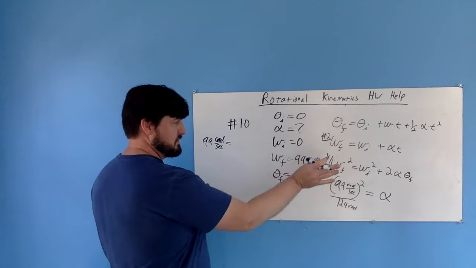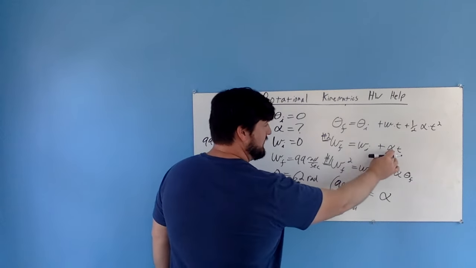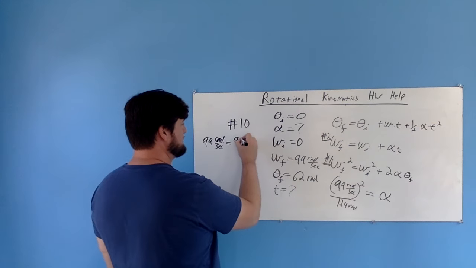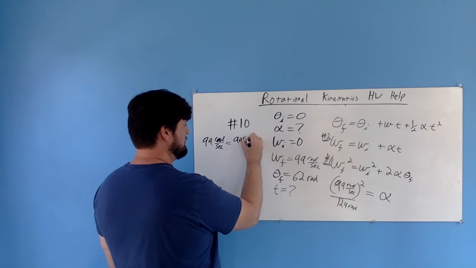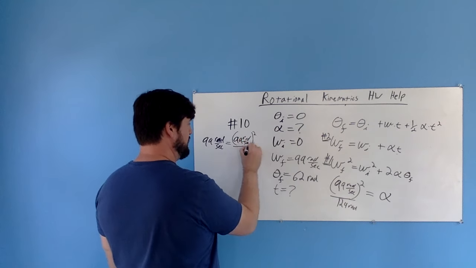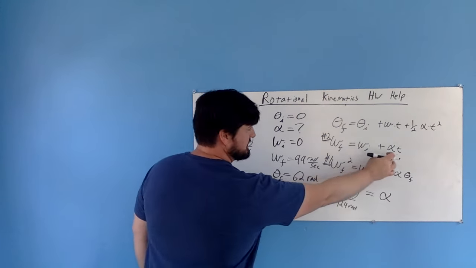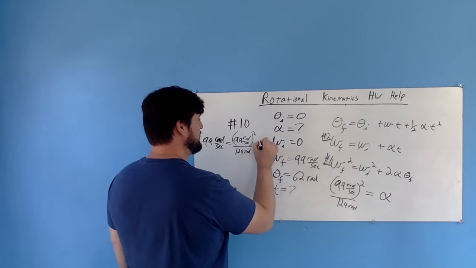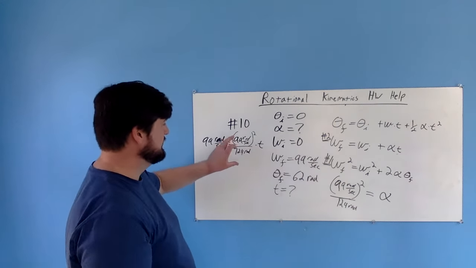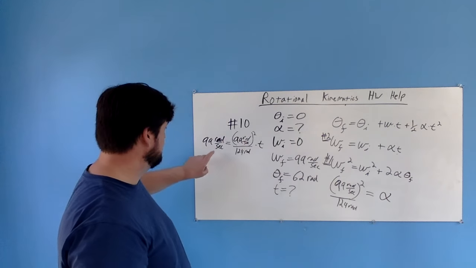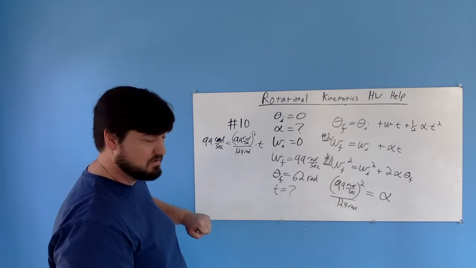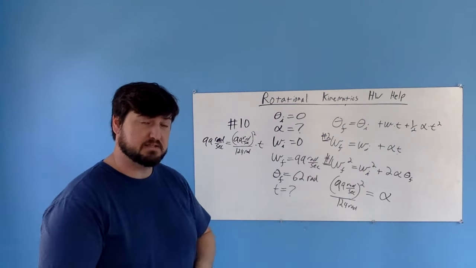Initial was 0, so I'm not even going to write it in. Alpha, we just found out it's this big crazy number, 99 radians per second, all that squared over 124 radians, right? And then, so that's our alpha and our time. We don't know yet. We want to solve for it. So work this number out, divide this number by that number, right? And you'll get your time. And that's it for number 10.